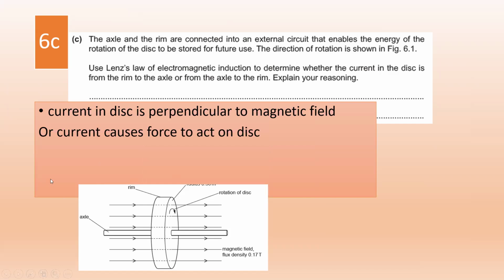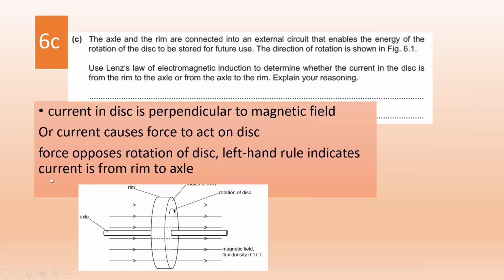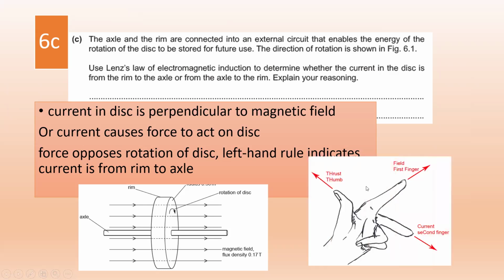That's Lenz's law. Current causes force to act on the disc. Force opposes rotation of the disc. So this is going clockwise. So if the force is to the left, instead of to the right, it's going to the left. Force opposes rotation of this, then you use Fleming's left-hand rule.